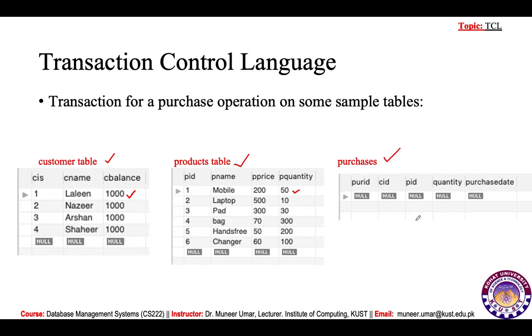So in this operation we need three queries. The first query is to reduce the balance from here. The second query will be an update query, and this query will reduce the quantity of an item, and the third query would be an insert query to put a row in this purchases table. So we are going to do these in our tool, that is Workbench.